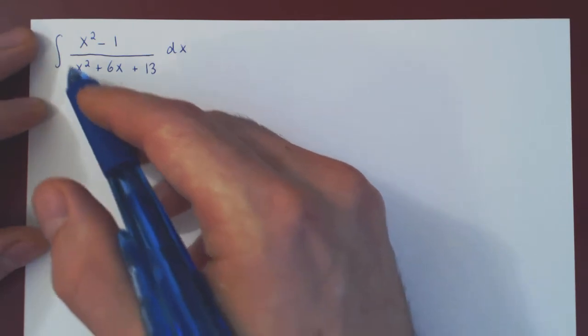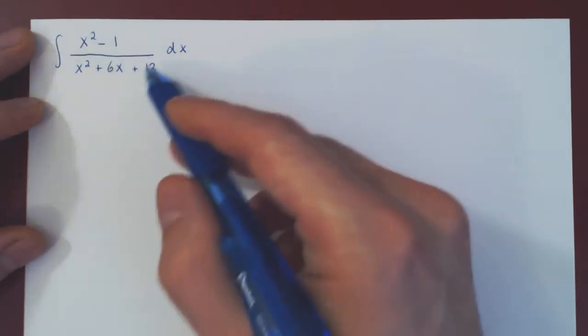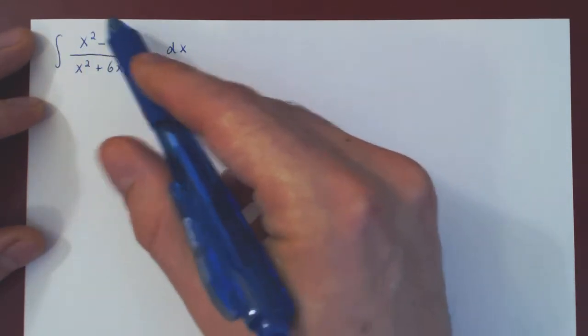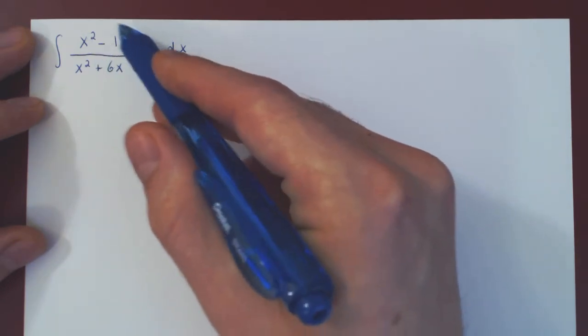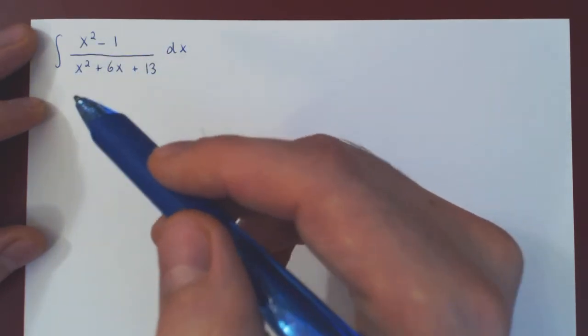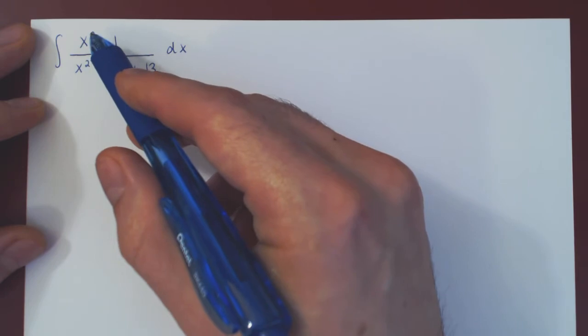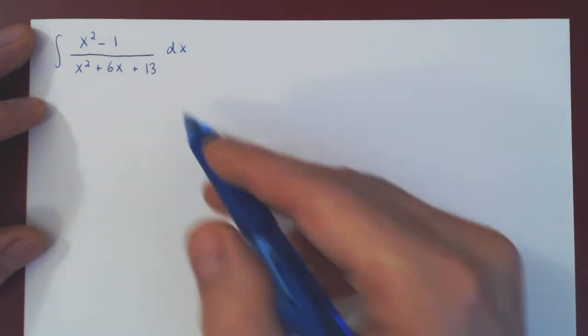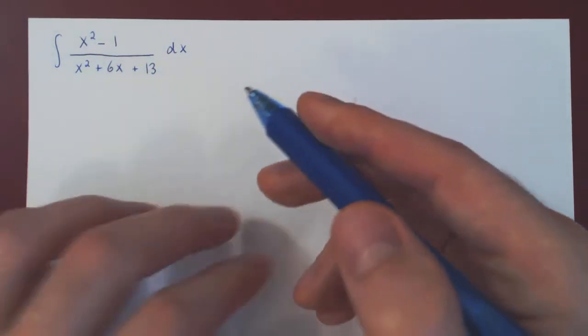Okay, so in this video, we will find the following integral. As we are trying to integrate a rational function, we must use the method of partial fractions. The first step is a long division, as 2 equals 2. So we first perform long division.